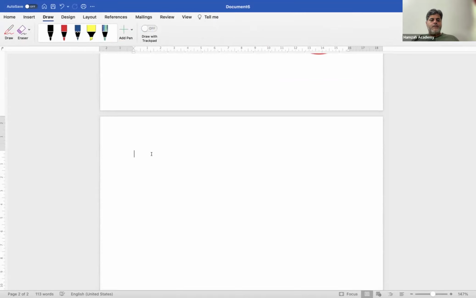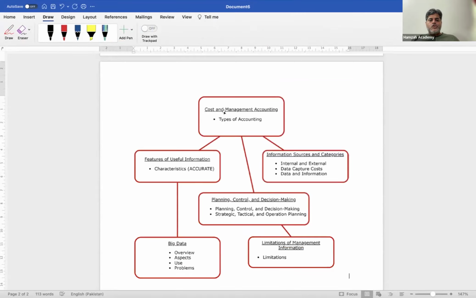Now, overall, if we talk about cost and management accounting, we have the types of accounting, the features of useful information, and the characteristics, which basically say that information has to be accurate. Then the information sources and categories: we have internal sources of information, external sources of information, and data capturing costs, as well as data and information. And then we have planning, control, and decision making within management accounting.